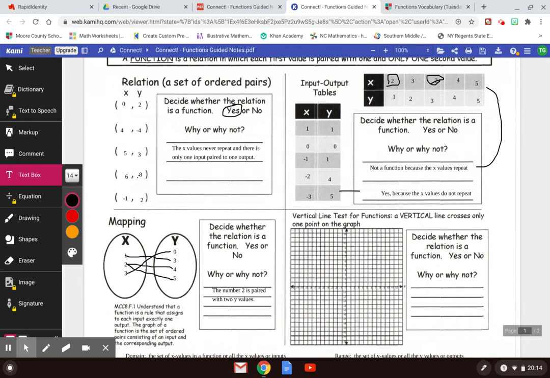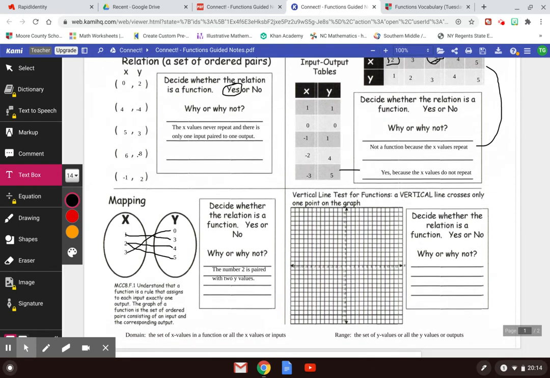Okay, now this next thing we're going to get into is what we call the vertical line test for functions. And what we say here for this vertical line test is a vertical line crosses only one point on the graph. Okay, so what we need to remember is that when we graph a function, and this is part of why we did the input-output tables in graphing yesterday, is that each of these points, the x's are my inputs and the y's are my outputs.